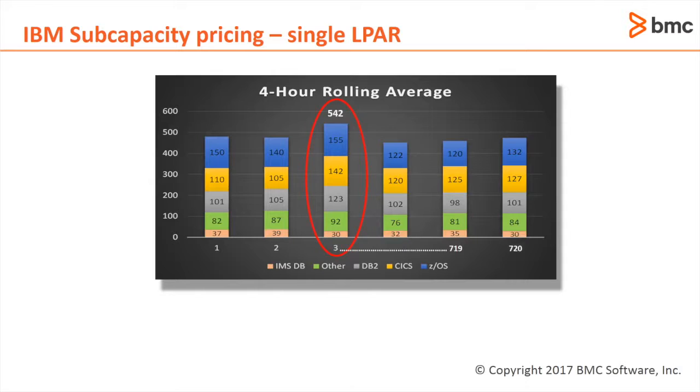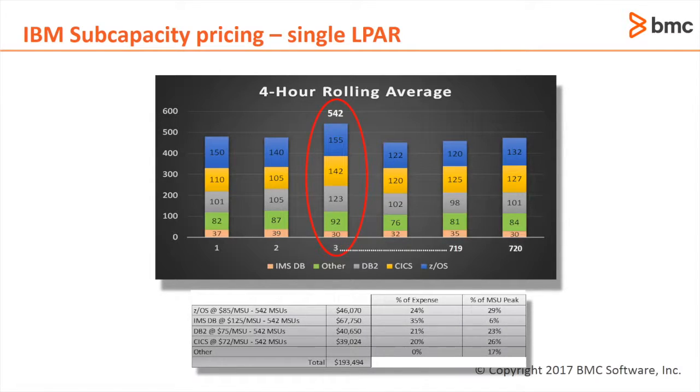In hour 3, the workloads running on this LPAR produce a rolling 4-hour average of 542 MSUs, which is the highest rolling 4-hour average for the month. Even though each subsystem running on the LPAR has an individual contribution that is only a fraction of the peak, z/OS, IMS, DB2, and CICS, which are all running on the LPAR, will be charged at 542 MSUs.